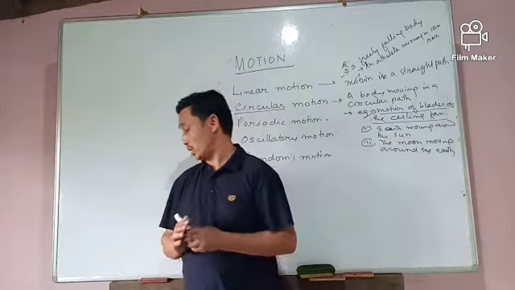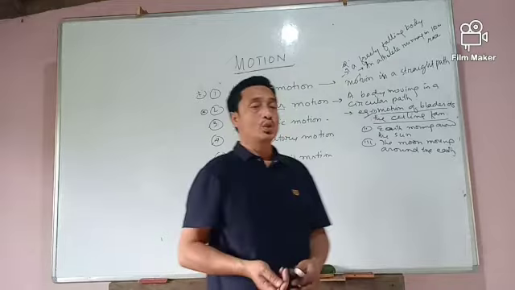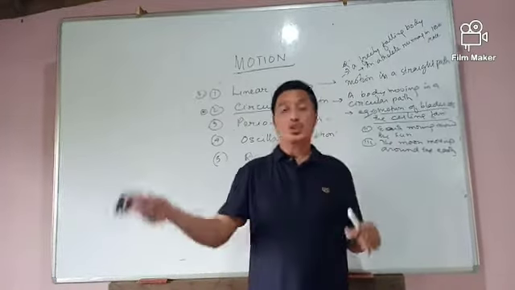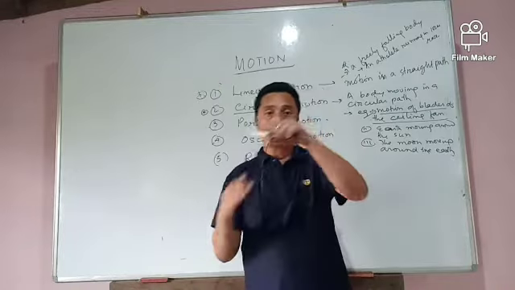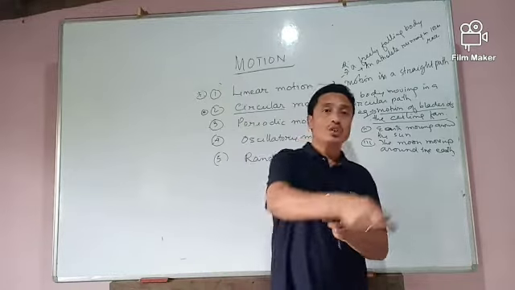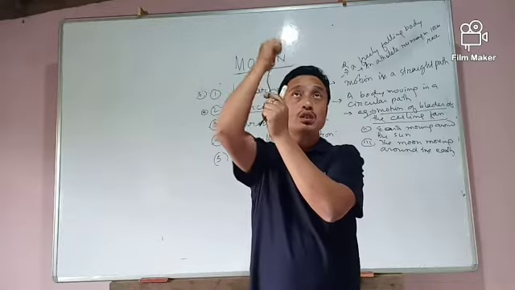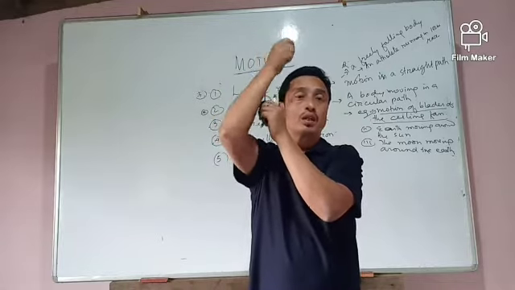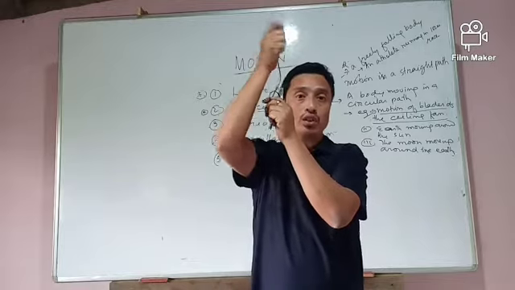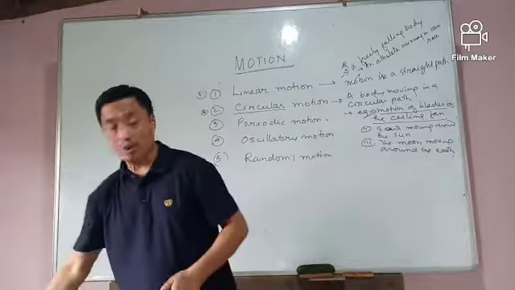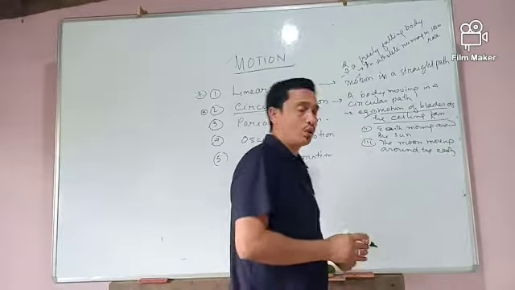I will give you one more example of circular motion here. Suppose this is a stone and this is a string. If I rotate it, the motion of this stone, or of this particle, is circular in nature. So this is circular motion.